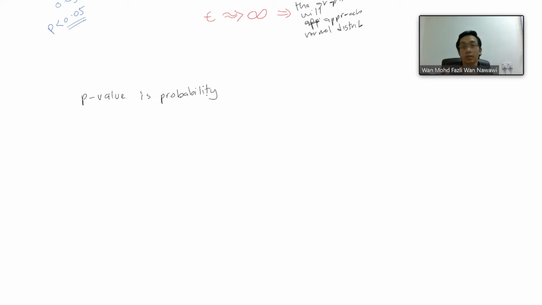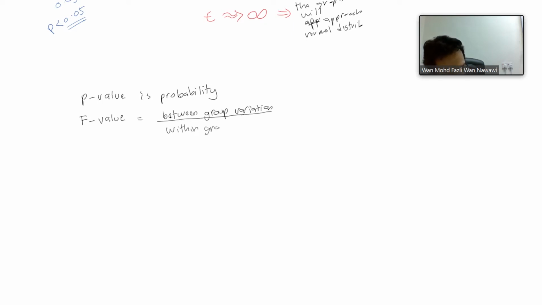When you do design of experiment, when you use any software for design of experiment, you also see something called the F value, or F ratio. So the F ratio, or F value, is basically a ratio. The F value is the ratio of between group variation to within group variation. I will explain later.